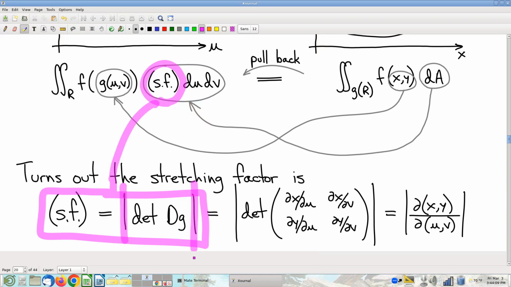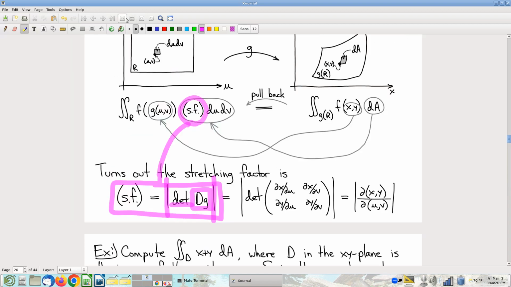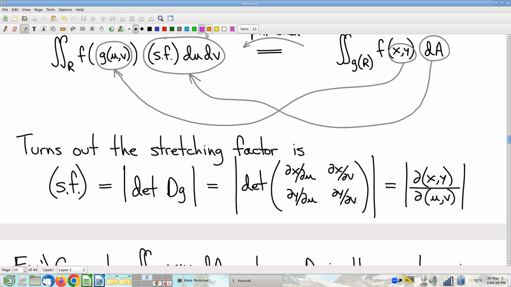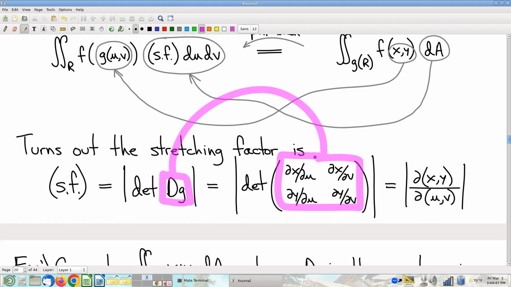It's the absolute value of the determinant of the Jacobian matrix, the derivative matrix for our change of variables function. Whatever this g is, take the absolute value of the determinant of its derivative matrix. That's your stretching factor. Now, a couple of notational things. Quick reminder, don't forget that the derivative matrix itself is this formula right here. That's just a reminder from chapter 2. The columns correspond to taking partials with respect to certain input variables, and the rows correspond to taking partials of certain output variables.